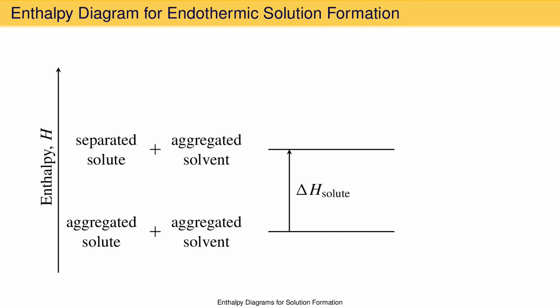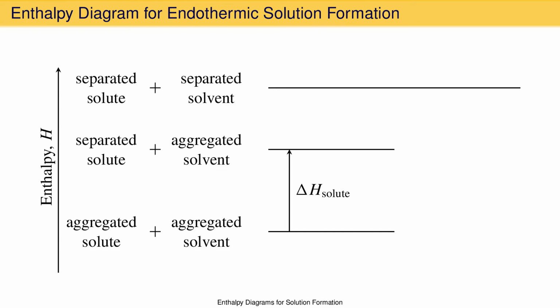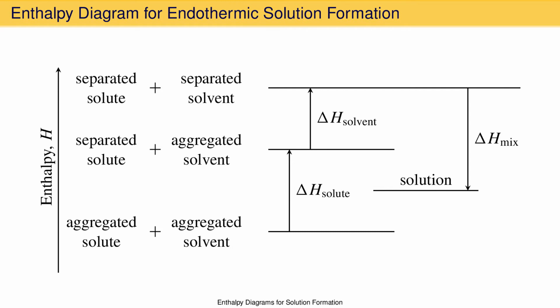delta H solute. Step 2 is to separate the solvent particles from each other so that we have separated solute and separated solvent particles. These have some enthalpy larger than either one of the previous 2 states, and the enthalpy change for this process is delta H solvent. Step 3 is to allow separated solute and solvent particles to mix to form the solution. This process has an enthalpy change called delta H mix, and it is always negative, which is indicated by the downward pointing arrow. Delta H mix is always negative because of the favorable attractive interactions between solute and solvent particles. This leads to a solution enthalpy that is lower than the enthalpy of the separated solute and solvent particles.